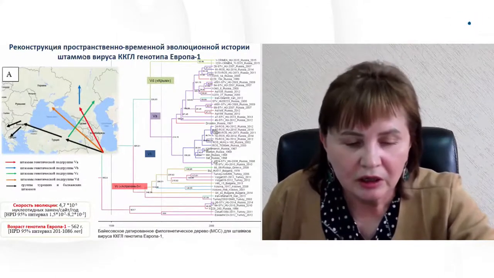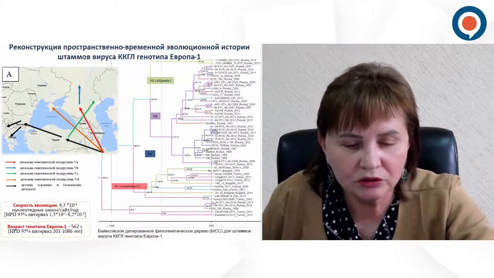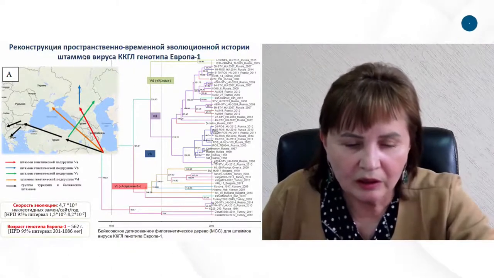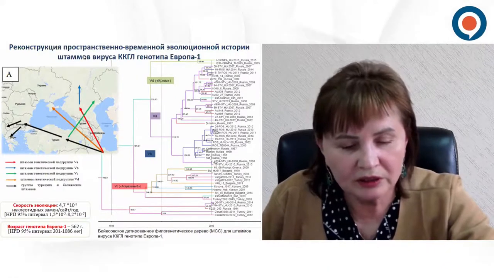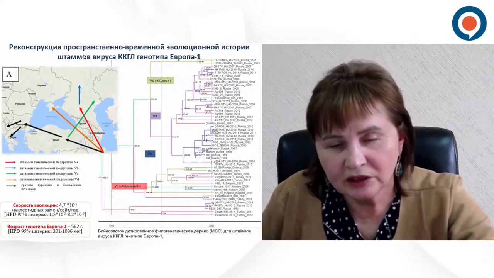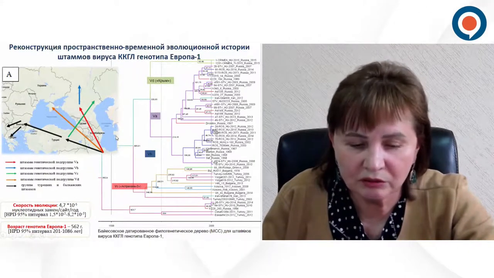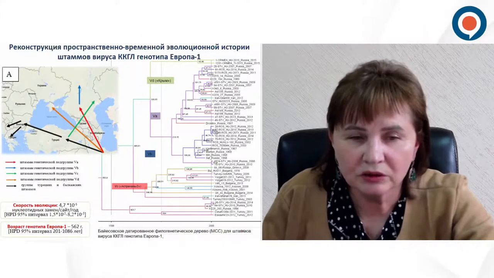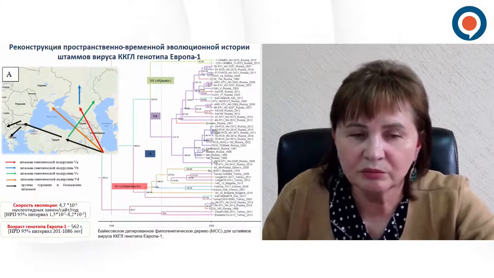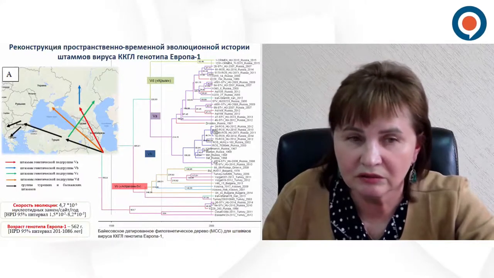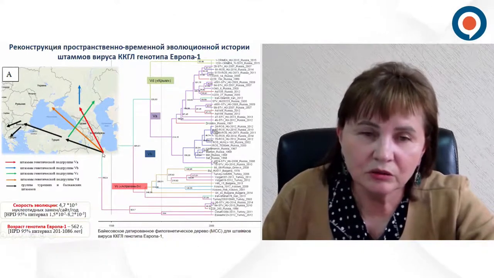To define the time of shaping of genetic subgroups within the genotype Europe 1, we also performed analysis of molecular clocks and discrete geography. The analysis included nucleotide chains of segments from 56 strains of genotype Europe 1, about which we knew the time and the region of these strains. We could calculate the speed of evolution, which is 4.7 to 10x5 nucleotide replacements per site per year. We now know the age of genotype Europe 1, 562 years.